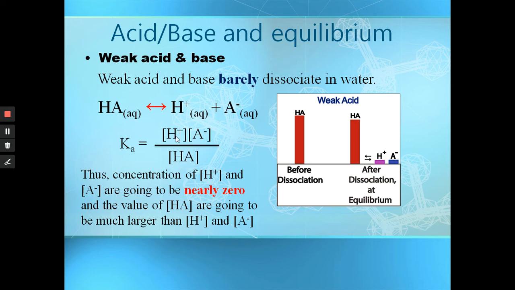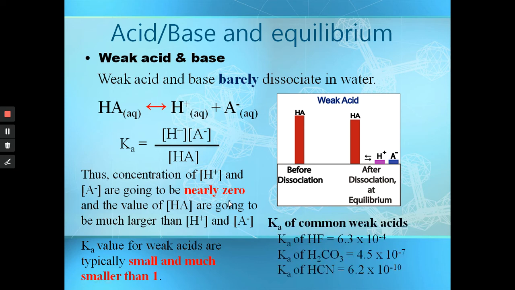You're going to have a very small numerator and a very large denominator. This is going to lead your Ka, for the weak acid, to be typically very small, much smaller than 1. So Ka for the common weak acids are hydrofluoric acid, which is 6.3 times 10 to the negative fourth power, carbonic acid is 4.5 times 10 to the negative 7, and hydrocyanic acid is 6.2 times 10 to the negative 10th power. So I hope you guys can see that for weak acid, Ka value is very small.